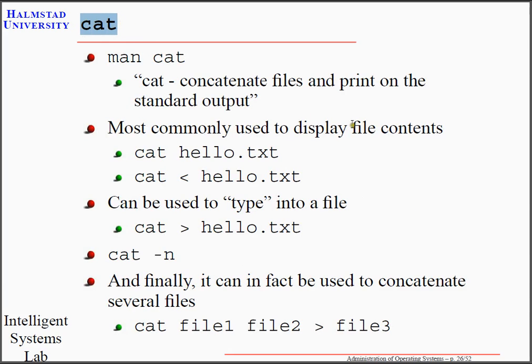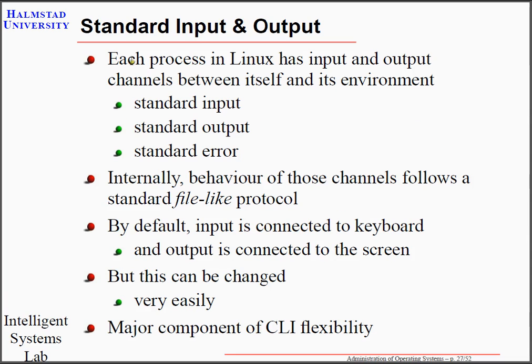Coming back to individual commands, there is a command called cat, which, as the man page explains, is used to concatenate files and print on the standard output. So most typically you are just using it to display file contents, so you will do cat hello.txt just to see what happens. But it's especially useful if you combine it with so-called input and output redirection operators, which we will look at in a second.